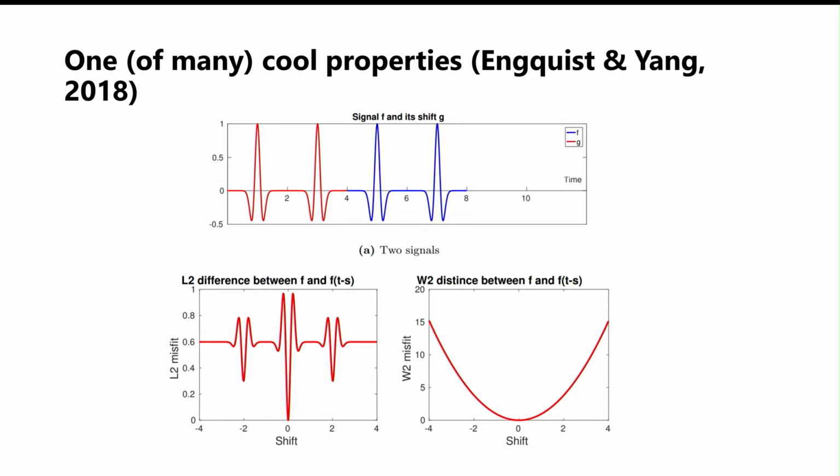So even though it is exactly the same signal, depending on the shift that you do, you will have this sort of weird behavior of the distance, right? Even though it's exactly the same signal, it's just shifted a little bit.